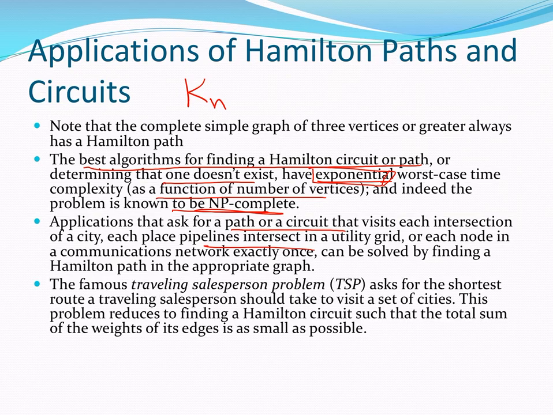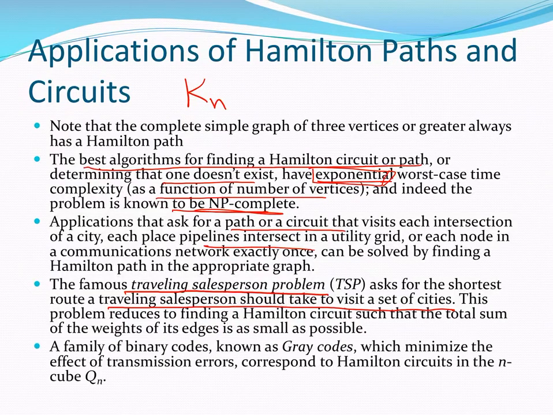In particular, the famous traveling salesperson problem, which is dealt with in our textbook in section 10.6, which we don't cover in this particular class, asks for the shortest route that visits each city. So that's a Hamilton circuit that has the shortest length of edges or weight of edges.